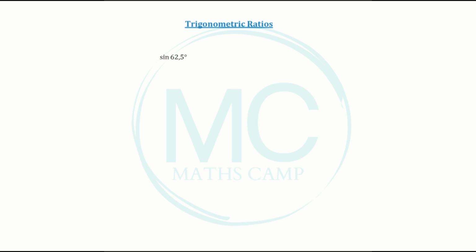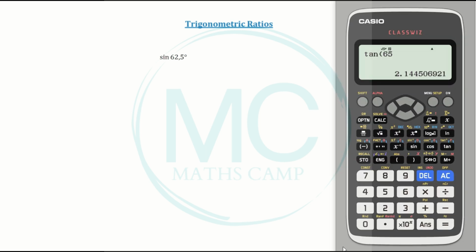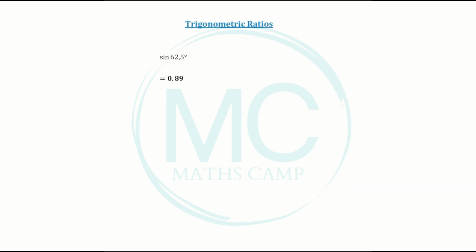Let's do one more. Sine 62,5. Open our calculator, and we say sine 62.5 is equal to 0,887, round off to 2 decimal places, and we get an answer of 0,89. Even though trigonometry can seem complicated at times, we work with trigonometric ratios in a similar way to how we work with variables in algebra.